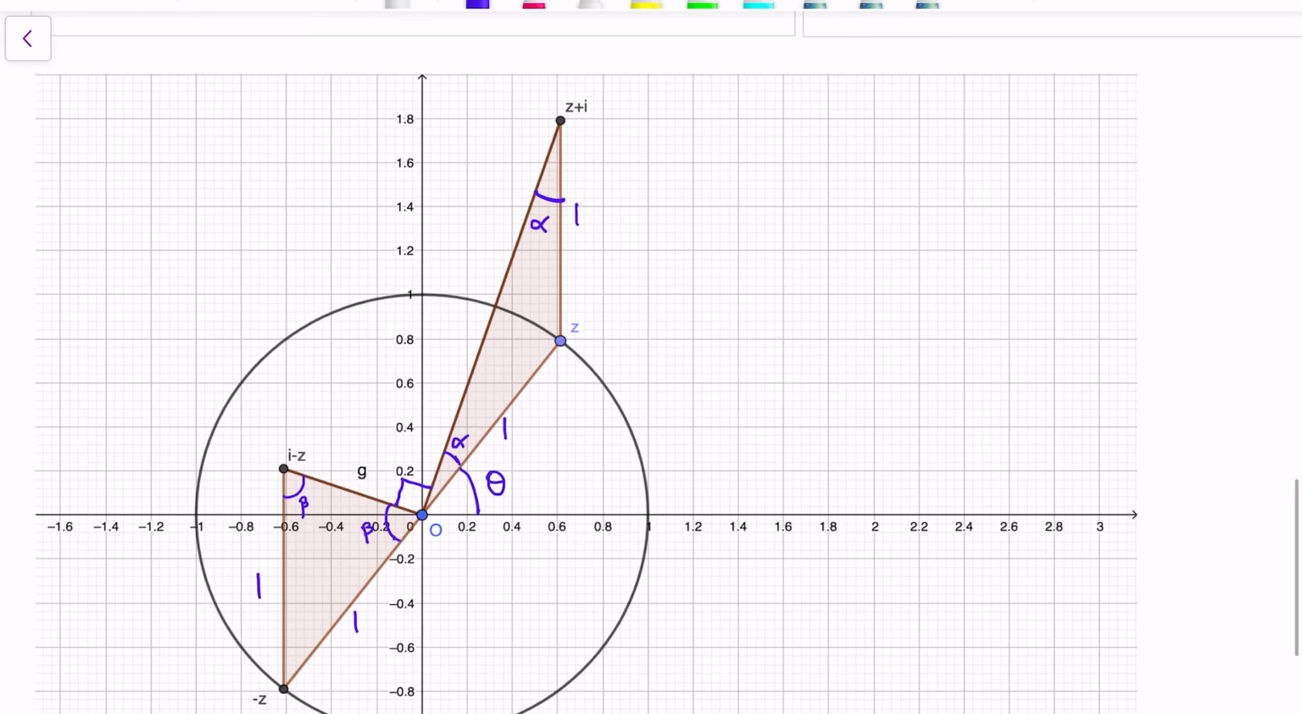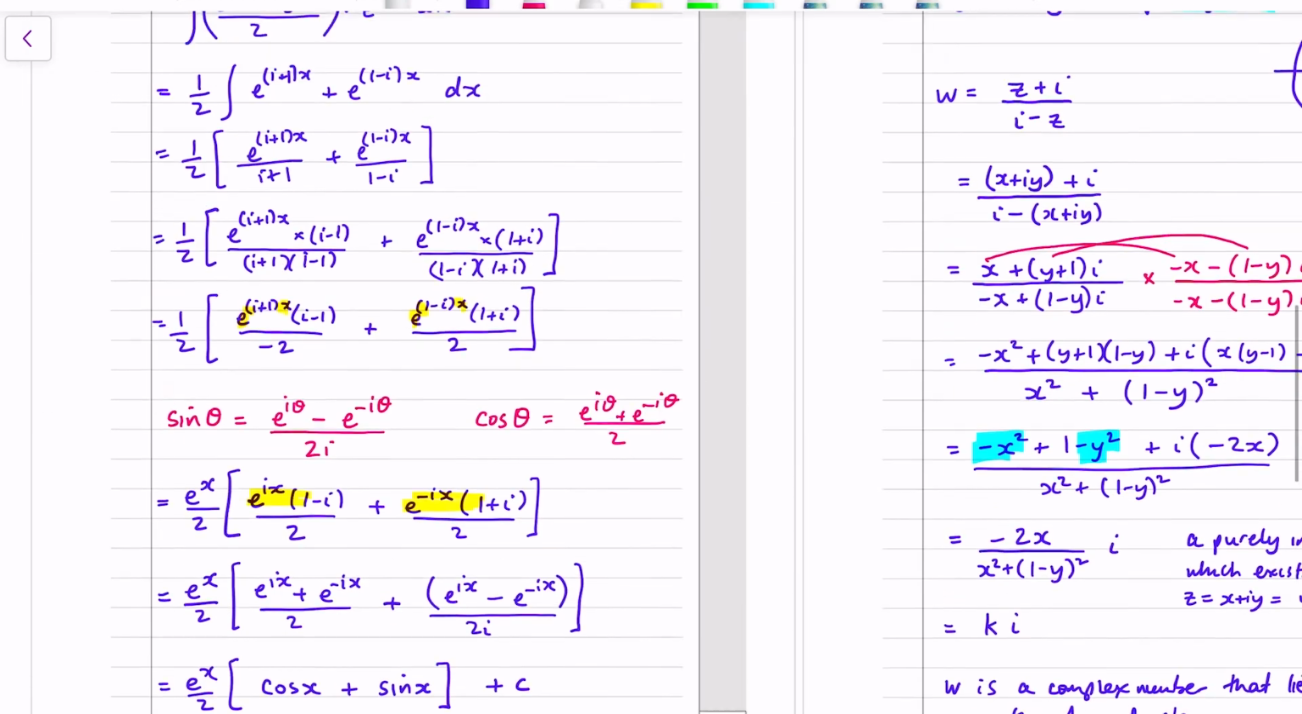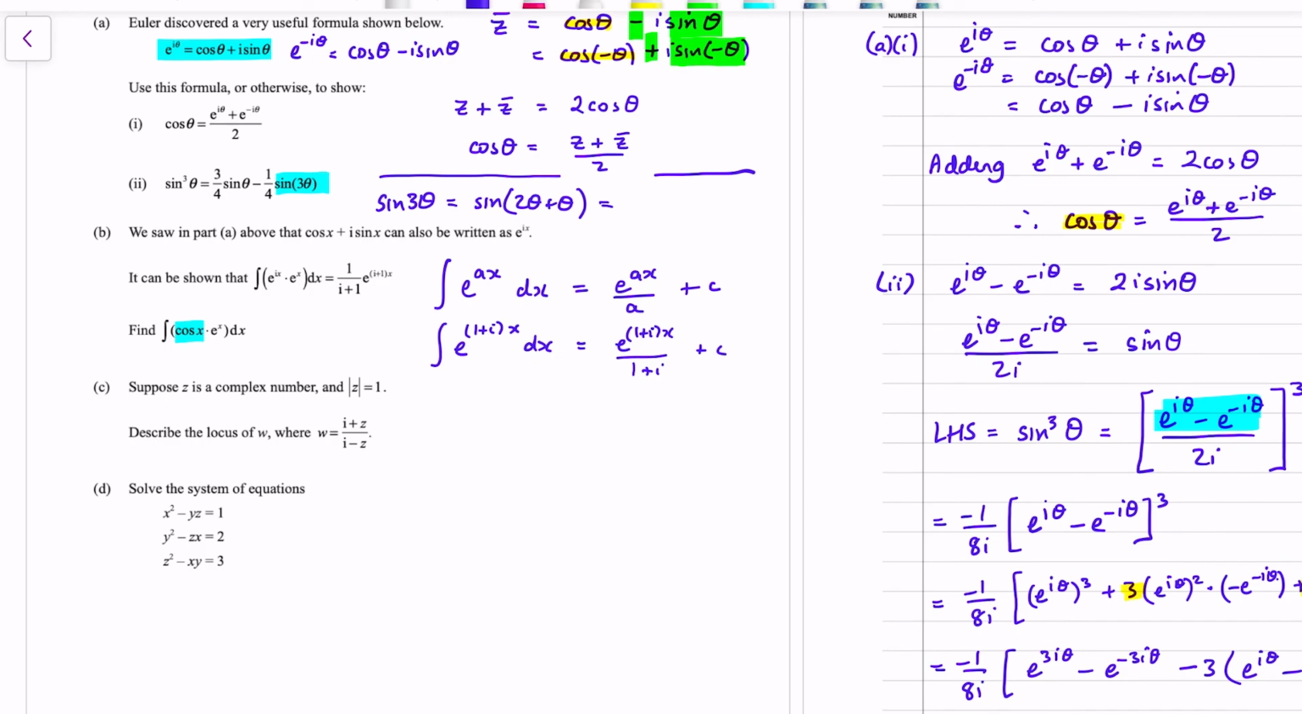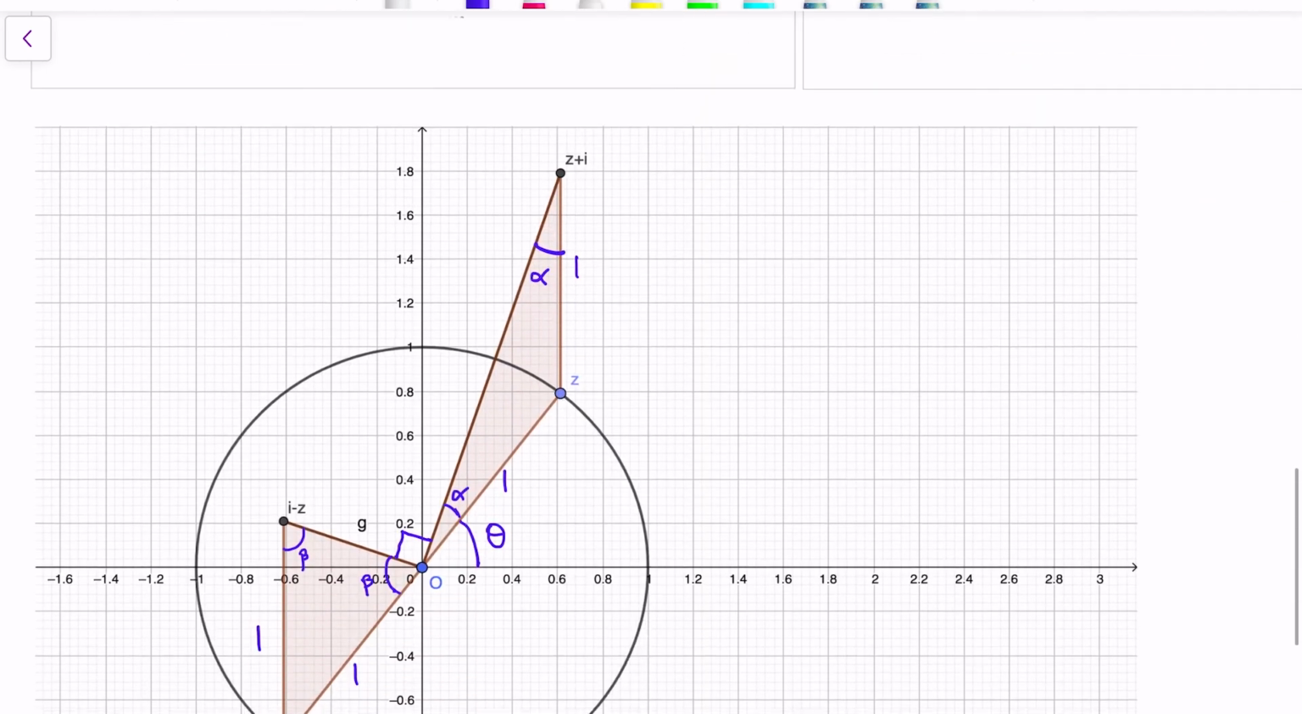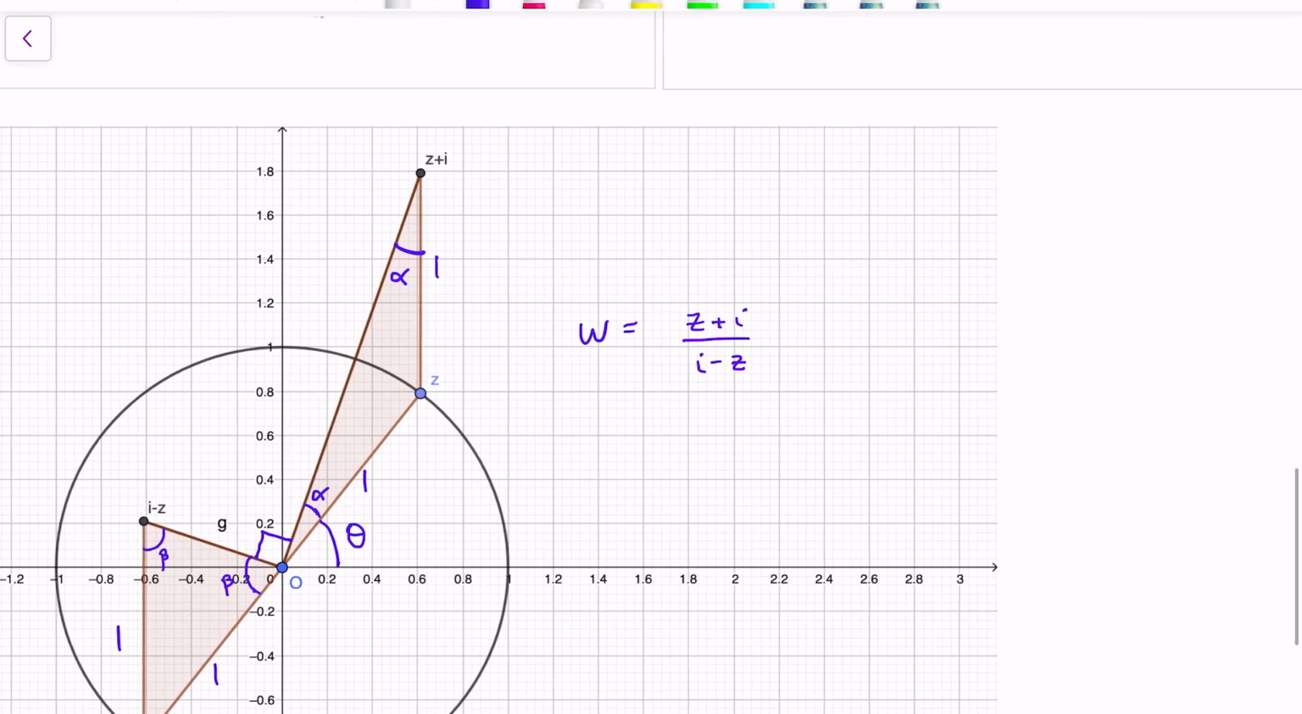And so when it said, tell us what w is doing, what was the actual wording of the question? Describe the locus of w. So w is equal to z plus i divided by i minus z. And I said that division is easier to think about in polar form. So z plus i is some complex number, I don't know, we'll say r1 cis theta 1 divided by r2 cis theta 2 as a denominator of a complex number as well.